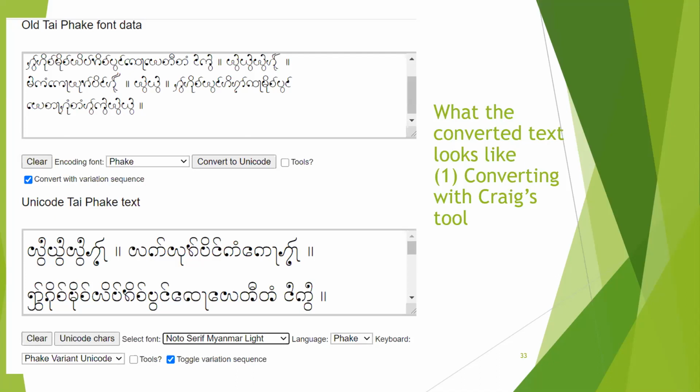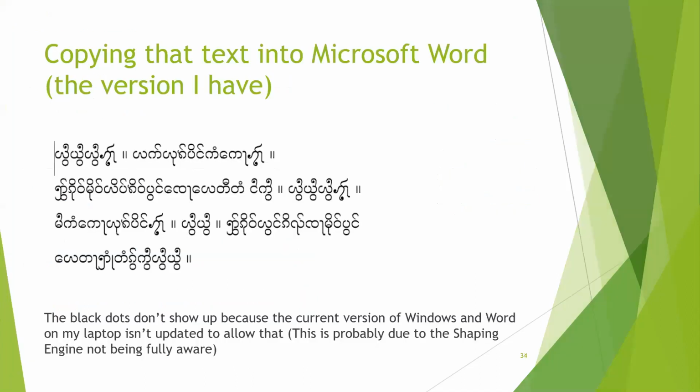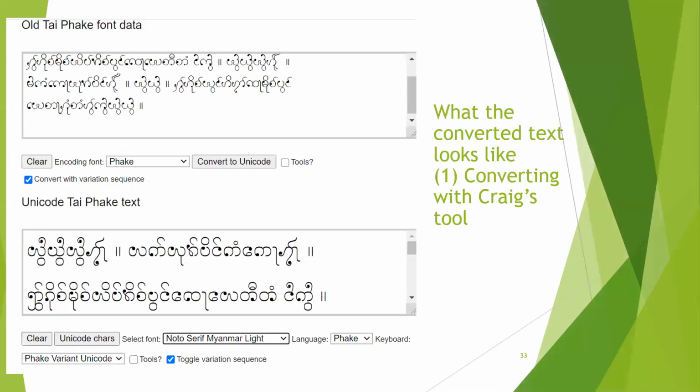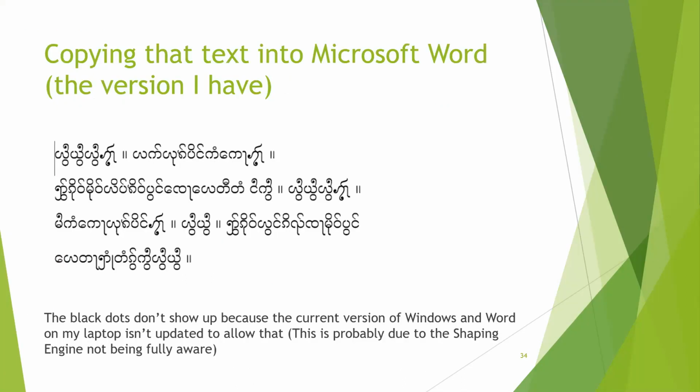And the reason why the dots are still present is that we have ticked convert with variation sequence, and we have ticked Phake variant Unicode. If those things are not ticked, the dots won't come up. But when I copy that into Word at the moment, the dots don't come up. And the reason is that the current version of Windows that I have and the current version of Word that I have isn't updated to allow it. Maybe this is because the shaping engine is not fully aware of what needs to happen here. So it should look like the dotted version in the bottom box on this page, but it does look like this, which isn't what we want.